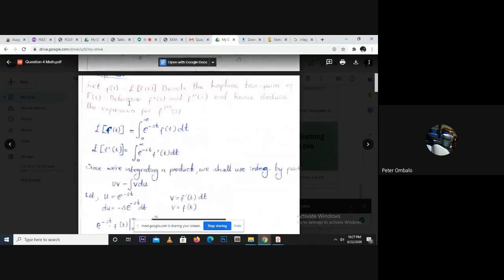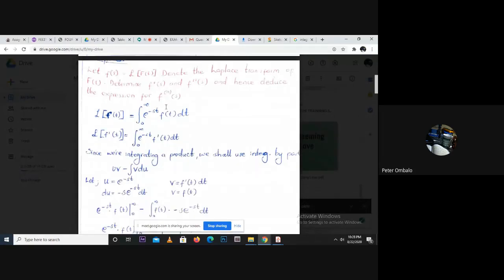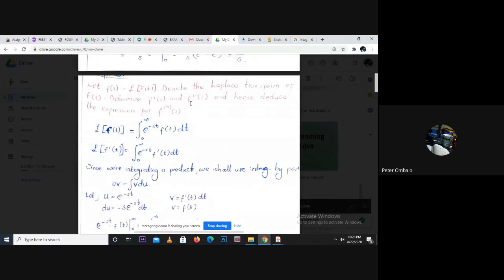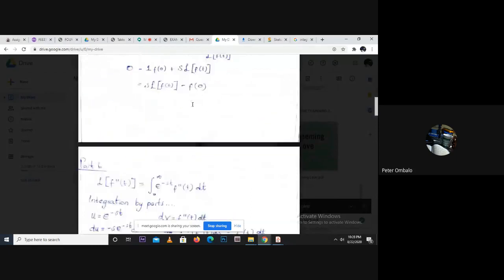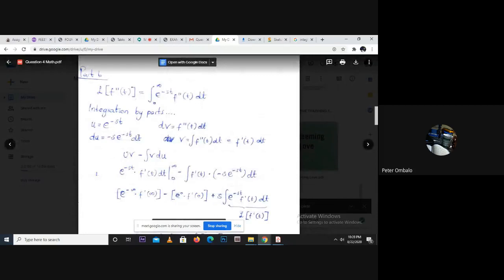We have determined the Laplace transform of the first derivative of any function. Now we want to determine the second part, which is the Laplace transform of the second derivative of any function. Right? So part B. Again, we're just going to plug it in the Laplace formula that we have.